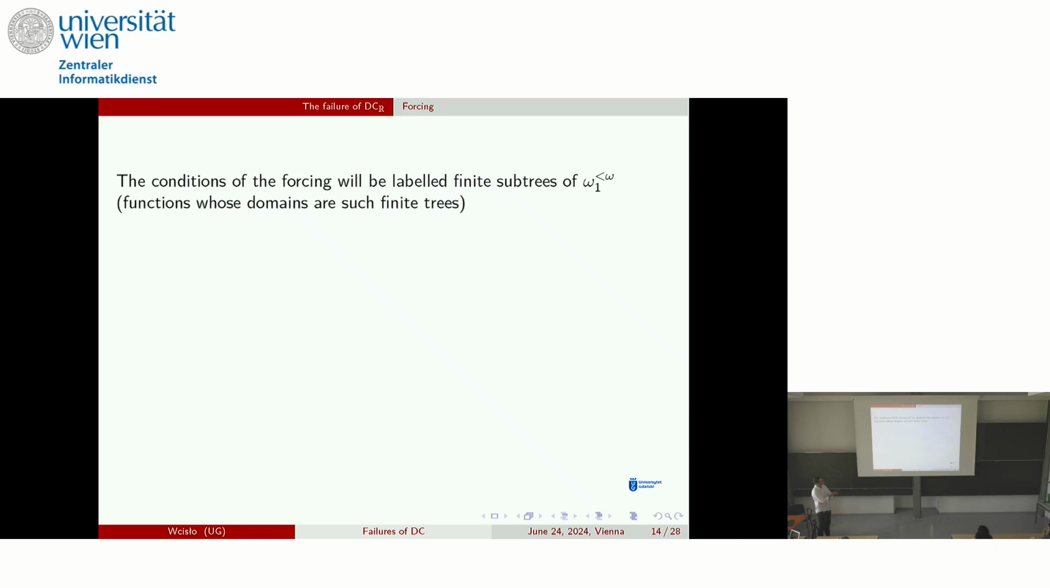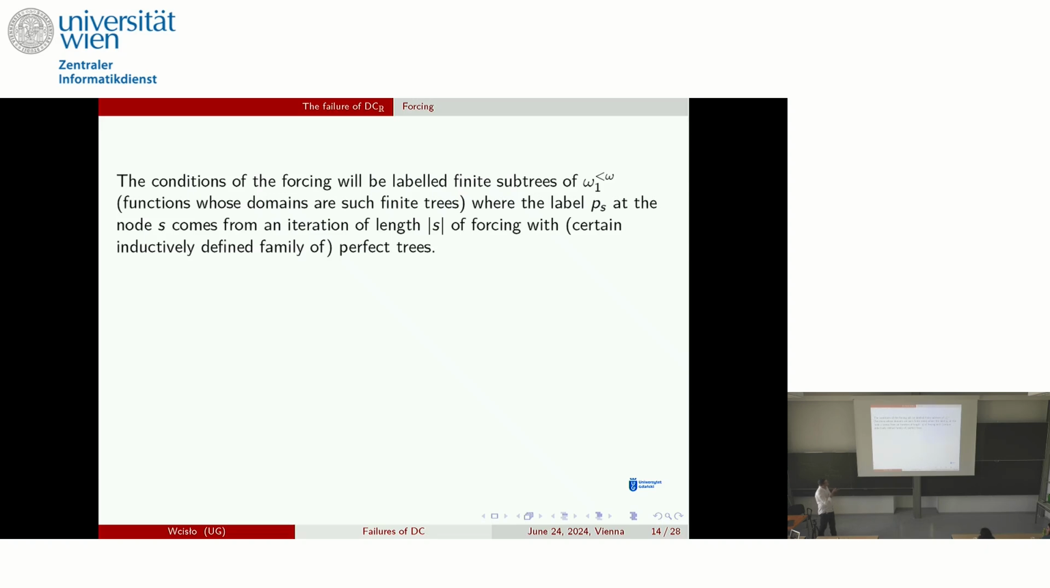Okay. What will the conditions of the forcing be? There will be some labeled finite subtrees of omega_1^{<omega}. So there are omega_1 branching and less than omega height. Label by S. What is a labeled finite subtree? Of course, a function whose domain is a subtree, with a label at the node S.